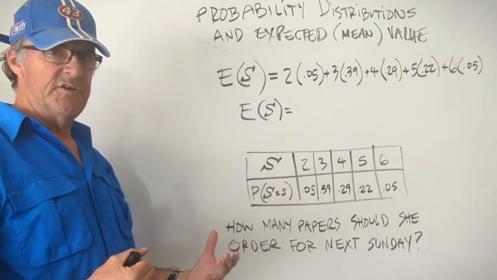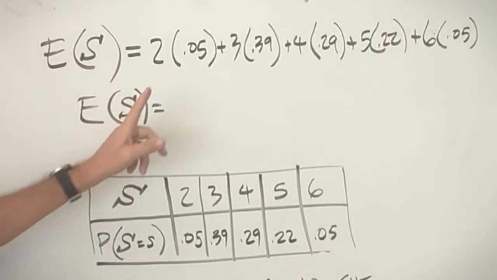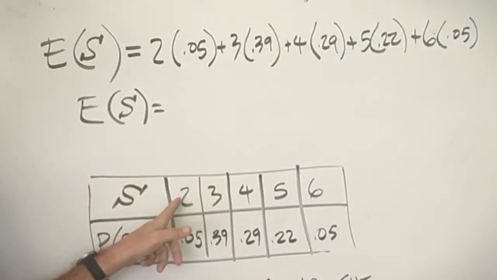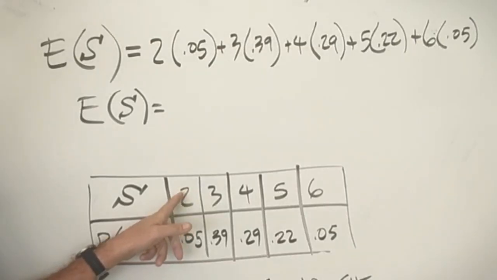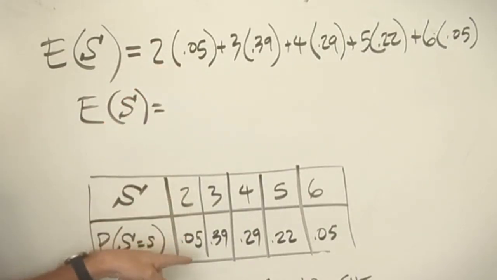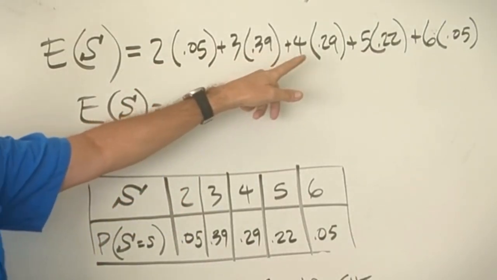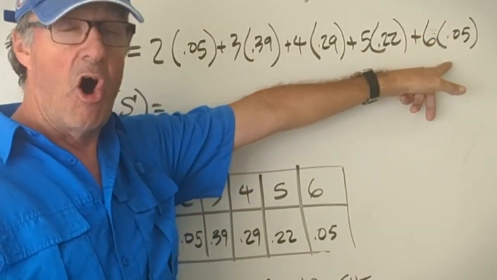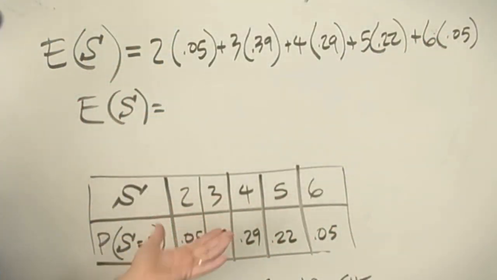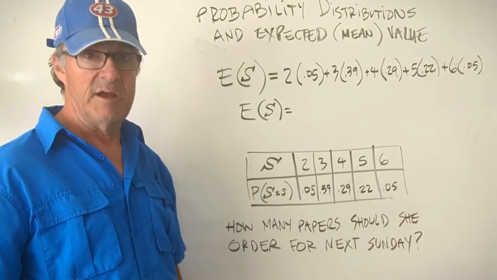Okay, I've set it up for you. I'm still going to leave the calculation to you. So here we go. We multiply the value of the outcome, this is our discrete random variable, selling 2 papers, by its probability, 2 times 0.05. Then you add that to the next outcome times its probability, and so on, all the way through all of our 5 outcomes in this case. So go ahead, pause the video, crunch those numbers, and come right back.